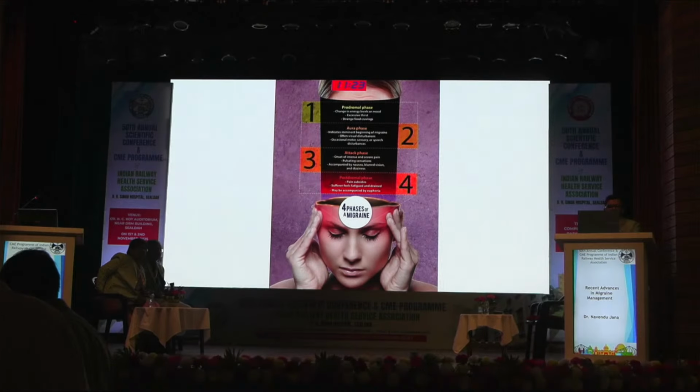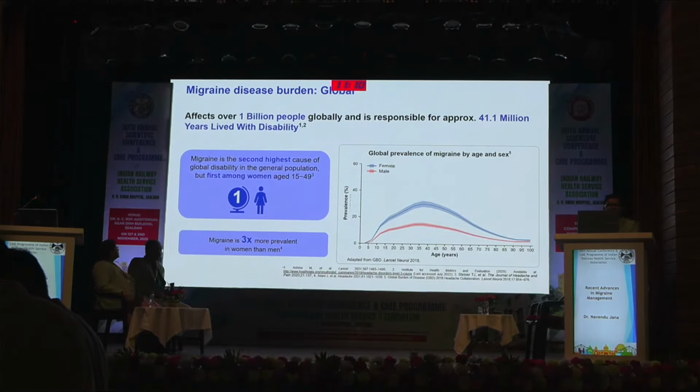These are the various stages. Not all patients really have the prodromal phase or the aura phases. Rather, epidemiologically it is seen that migraine without aura is more common than migraine with aura. Now coming to a very important slide, what is the disease burden?